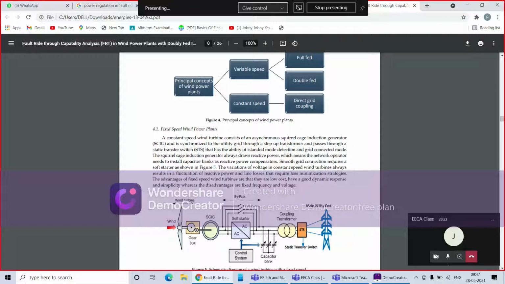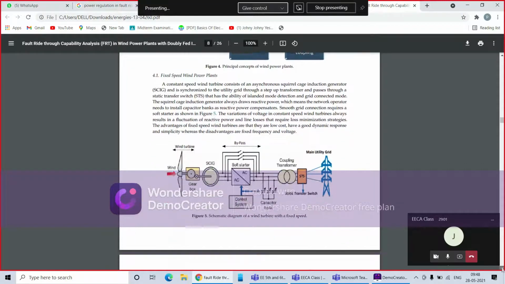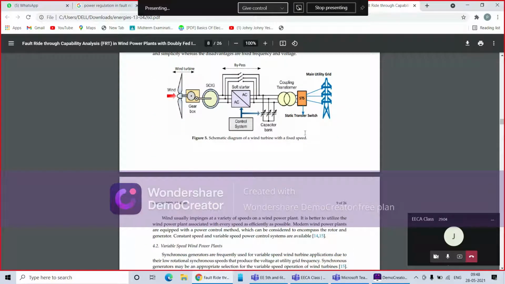Okay, so if somebody asks you about the advantage, you now know. The advantage is they are having low cost, a good dynamic response and simplicity, but they have the disadvantage of fixed frequency and voltage. So what are fixed frequency wind turbine power plants? If somebody asks you, then you will say, these are the plants which supply fixed frequency and voltage irrespective of the speed of the wind. Okay, so that is the basic diagram of this fixed speed turbine.